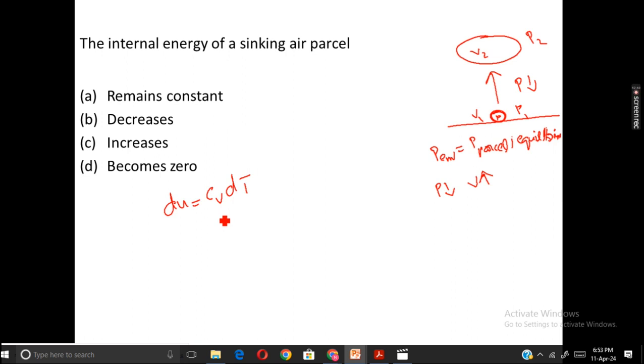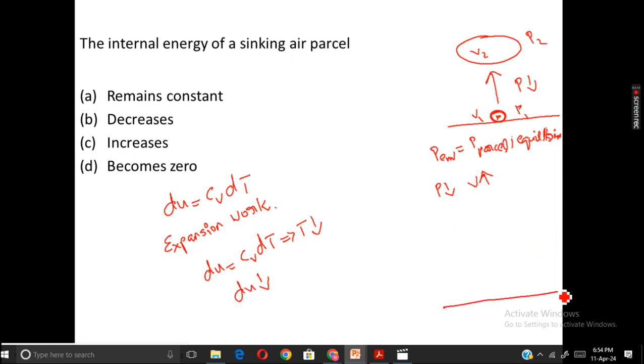As the parcel is rising, the parcel is doing expansion work. During expansion, the parcel is doing work, so there will be a decrease in temperature. Temperature will decrease, which means internal energy will also decrease.